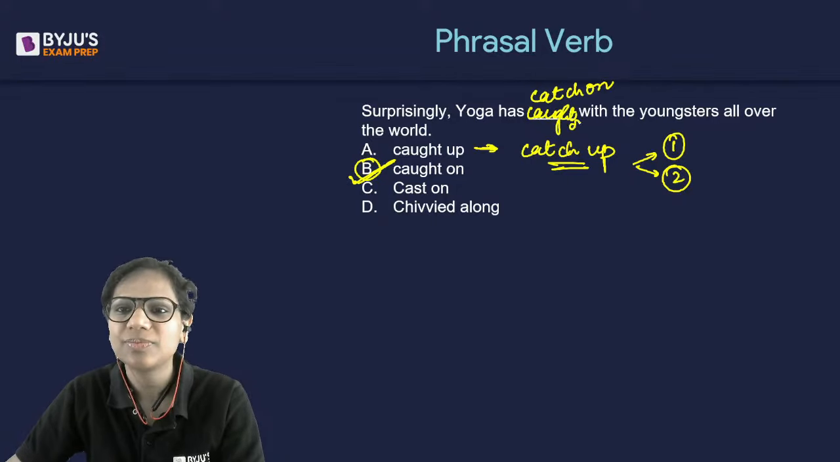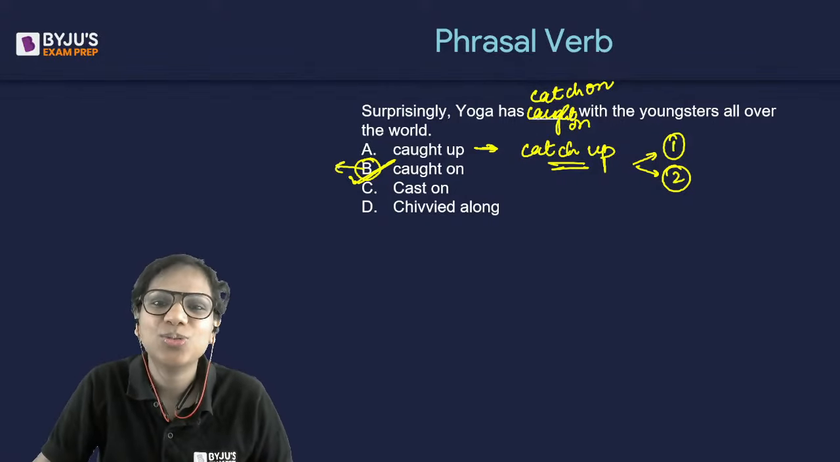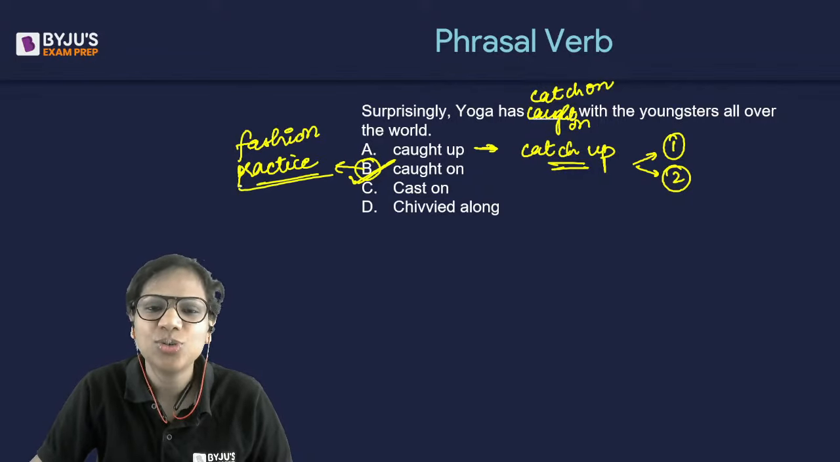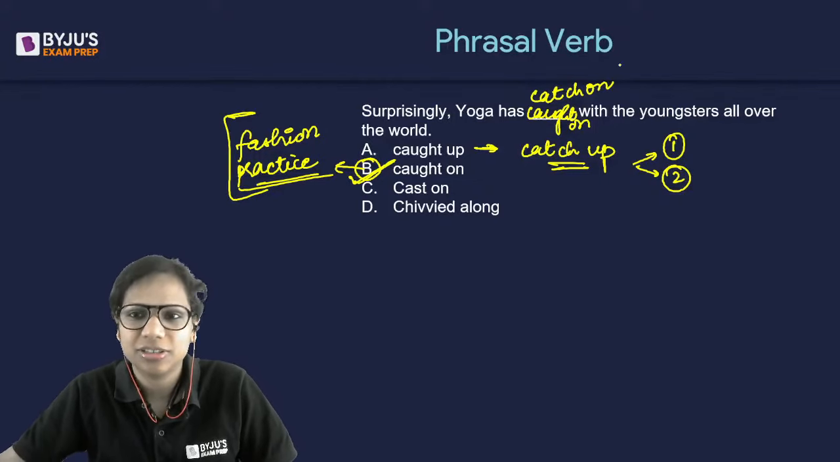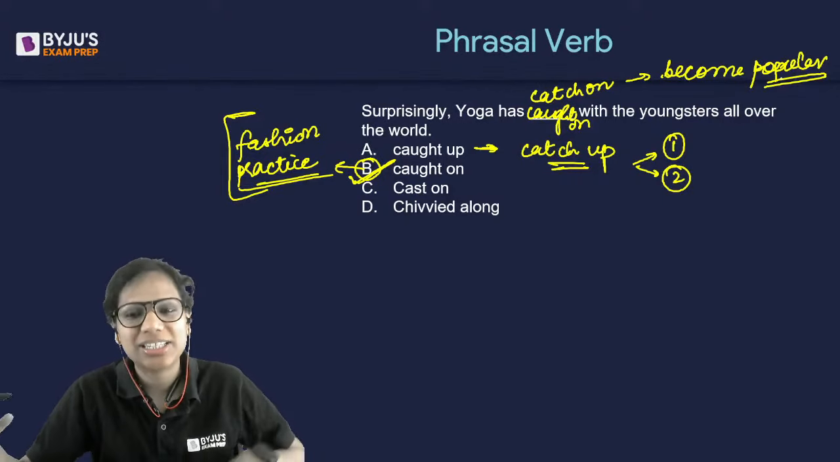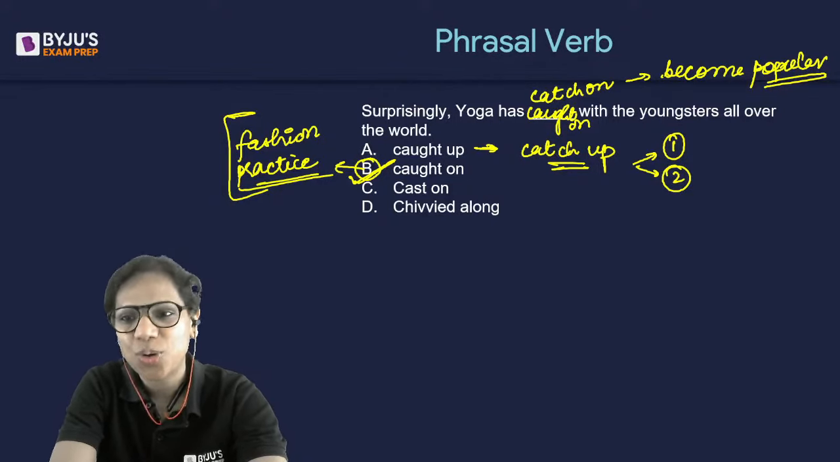So the phrasal verb here is catch on and we are using the past tense, has caught on. When something catches on, it becomes popular. Okay, usually used for a fashion, for a practice, right? So, a fashion trend, a practice, they catch on. They become popular. So, that is the one that is more appropriate here rather than caught up. Okay, so surprisingly, yoga has become popular with the youngsters all over the world. So, the answer is B here, not A.